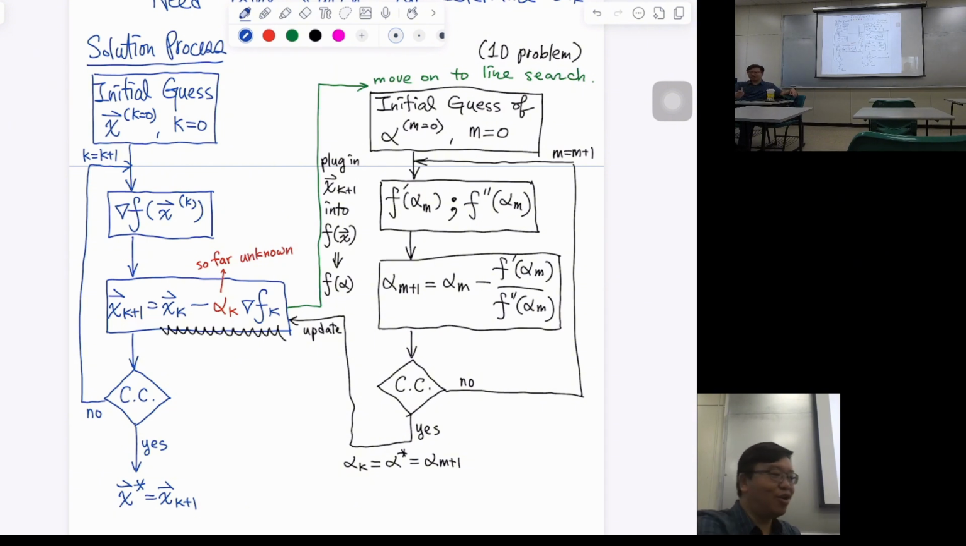So the first time I learned about this, it's very confusing. What is the alpha procedure? What do you mean by plugging? How come it's a multi-dimensional function, and after you plug in the equation, it becomes a single variate 1D problem? How come? So this is where it's getting fuzzy, and I need to show you by one example.